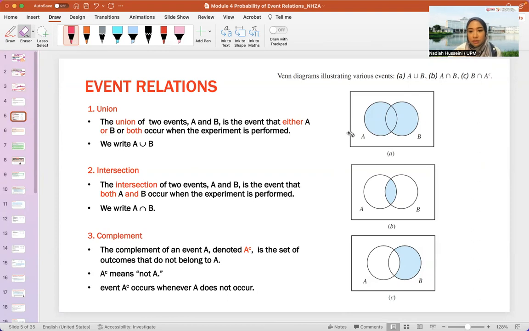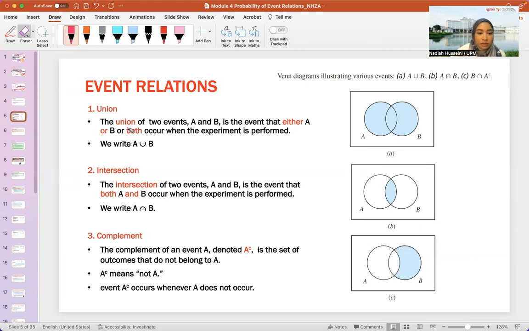All right, so this is a Venn diagram. We're going to talk about that in a bit. So event relations: we have 3 over here. The first one is union, the second is intersection, and the third is complement. Union is everything; if we're talking about event A and event B, it is both. Intersection is the portion that is overlapping between event A and event B. And complement is anything that is outside of event A.